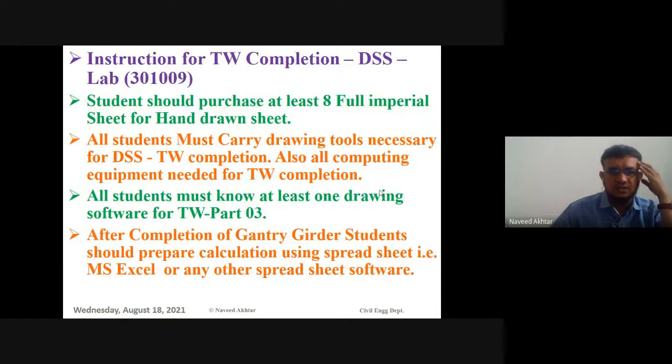So these are some instructions regarding the lab work. Students should purchase the material sheet for it. In the first lecture, all these things were already covered. In part 3 or part C, you have to draw one sheet using software, and then for the gantry girder you have to do the complete calculation, and then you have to make the program on a spreadsheet or Excel sheet, whatever.